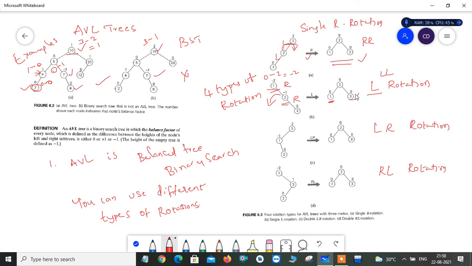At this level the balancing factor is 0. See what's happening. On the left side I have one child, on the right side I have one child. So 1 minus 1, I get a balancing factor of 0. Right? So then the third type of problem is the LR problem.